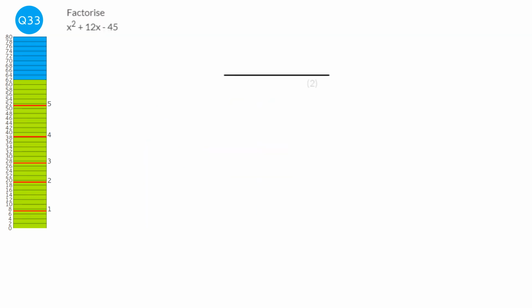So here we're asked to factorise a quadratic, and we know it's a quadratic because it's got an x squared term, an x term and a number term. And what we're going to do is, first of all, put two sets of brackets down with an x at the start of each. And what we're trying to find is what number goes here and what number goes here.